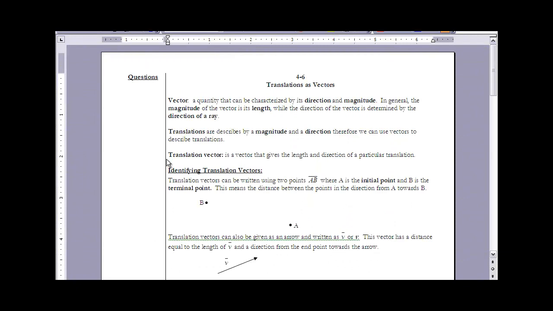Okay, these are the notes for section 4.6, translations and vectors. If you haven't done so already, make sure you pause the video and read 4.6 before continuing on.